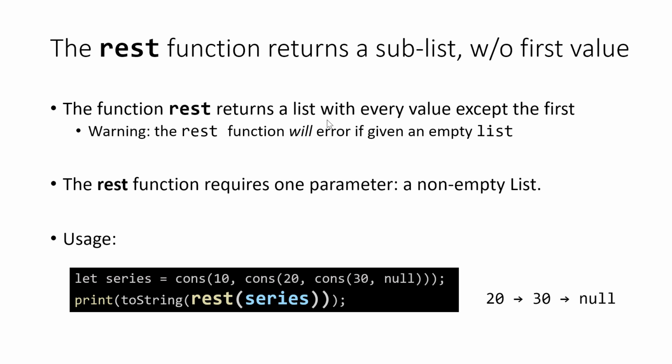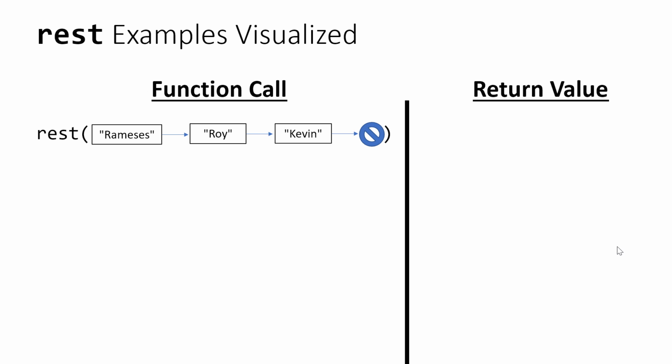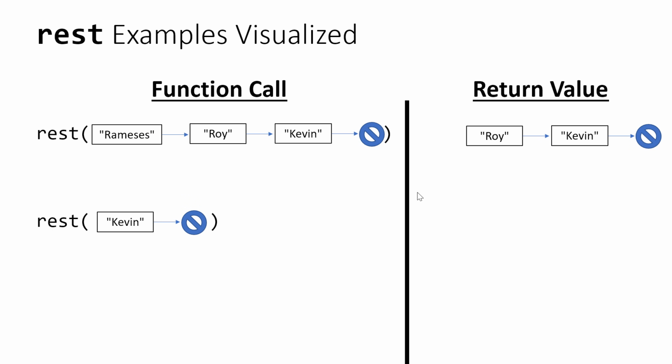So rest will return a list with every value except for the first node of the list that you gave it. Right? So if we once again use the series of 10, 20, 30, and we said rest of series, what we would get back is 20 followed by 30 followed by null. So for example, if we have rest of Ramses, Roy, Kevin, we're going to get back the list of Roy followed by Kevin followed by null.